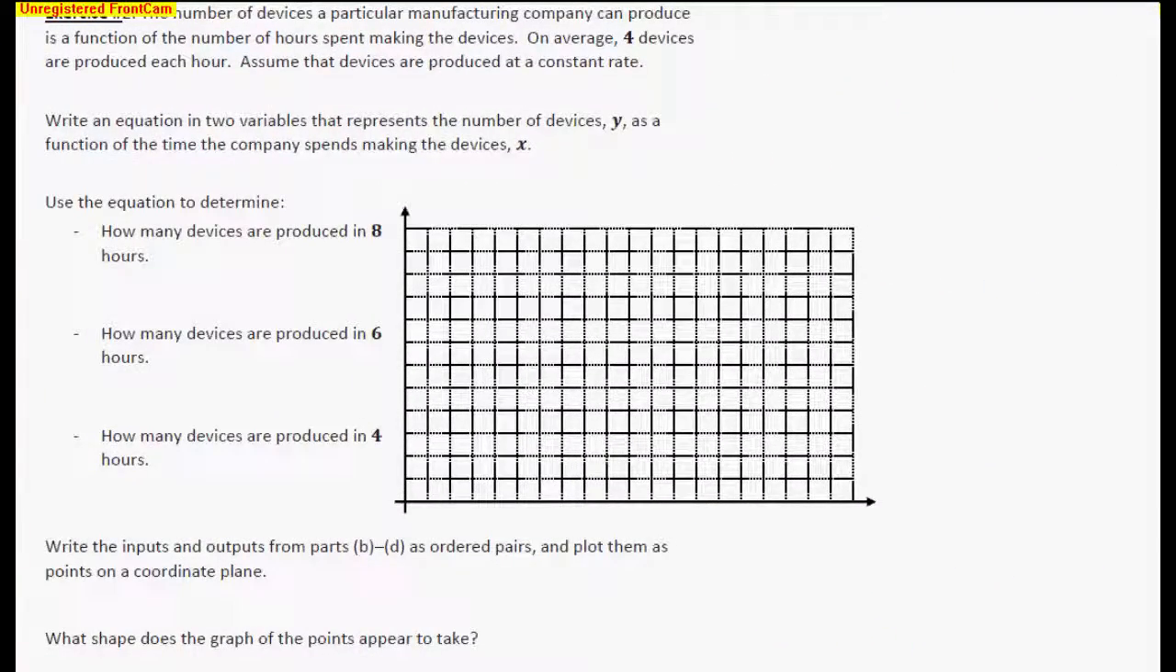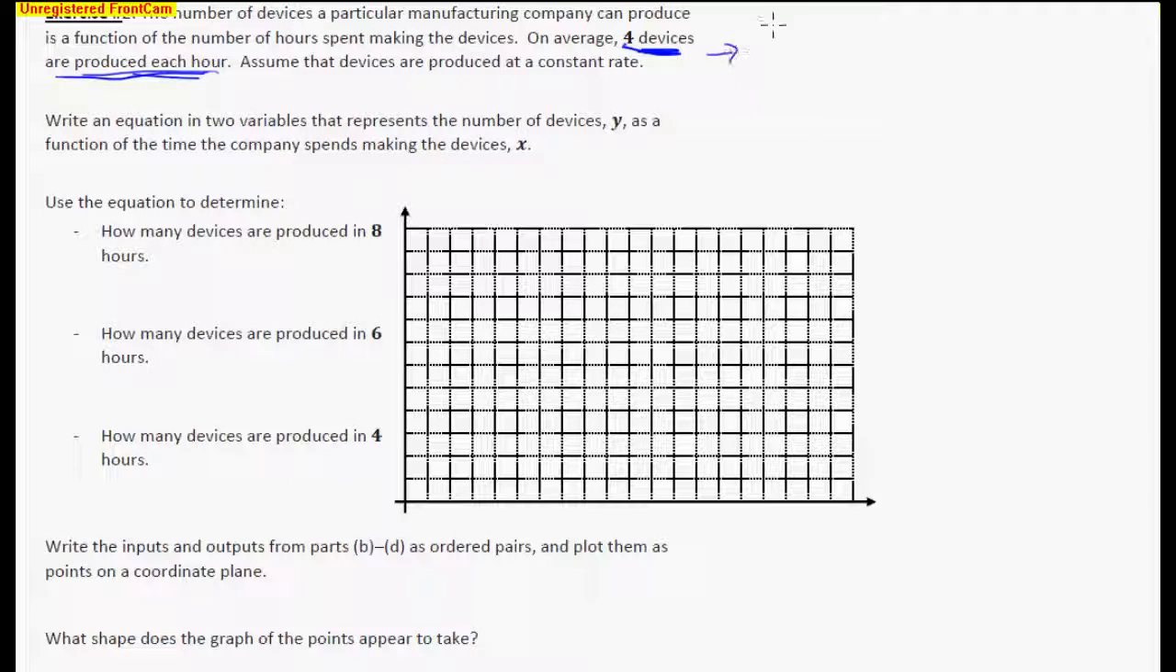Okay, here is exercise 2, and this is very similar to exercise 1, so if you got that one, this shouldn't be too much of a jump for you here. It says the number of devices a particular manufacturing company can produce is a function of the number of hours spent making these devices. On average, 4 devices are produced each hour. Okay, so I'm going to underline that part right there because I know that that is my rate.